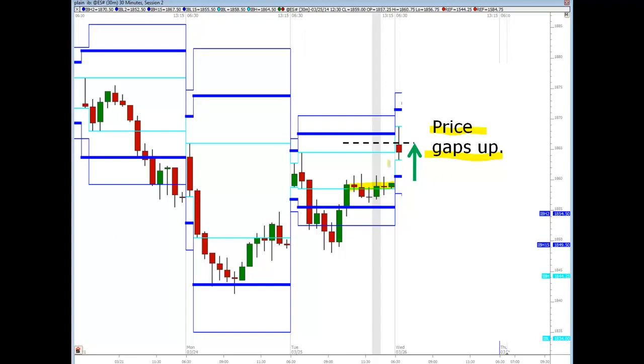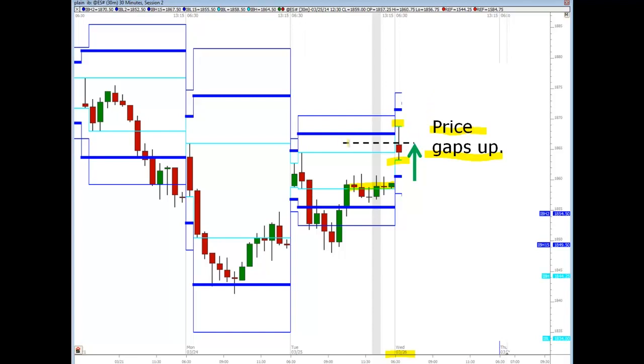Our initial balance low is right here. Our initial balance high is right there. We've got 30 minutes of trading under our belt. We've started a new trading day. This is Wednesday. And now the question is, and we've gapped up, look, another significant gap up: are prices going to continue to move higher, or are they going to move lower?